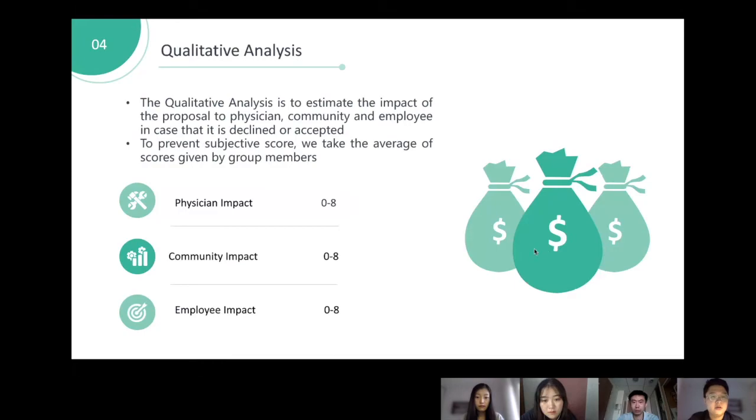Then we move on to the qualitative analysis. The qualitative analysis is to estimate the impact of the proposal to physician, community, and employee in case that it is declined or accepted. And to prevent giving too subjective a score, we take the average score that's given by all our group members. And from this part, we can see that each of the impact aspects will have a score ranging from 0 to 8.